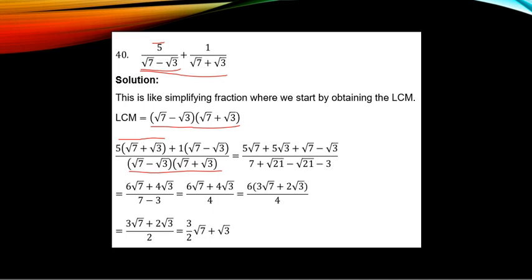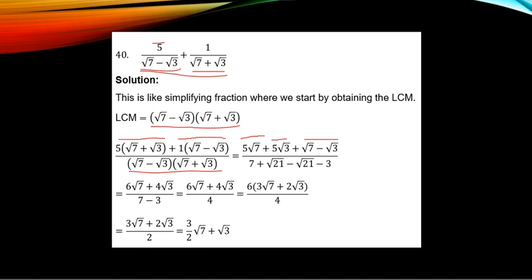Then you divide the same LCM by the second denominator. You are left with root 7 minus root 3 that will multiply the second numerator in this form. Then you expand both numerator and denominator. 5 times root 7, you have 5 root 7. 5 times plus root 3, you have plus 5 root 3.